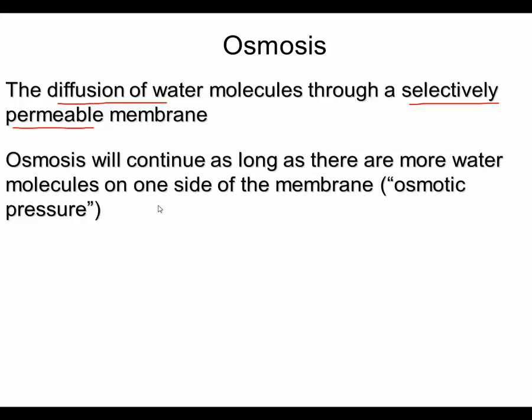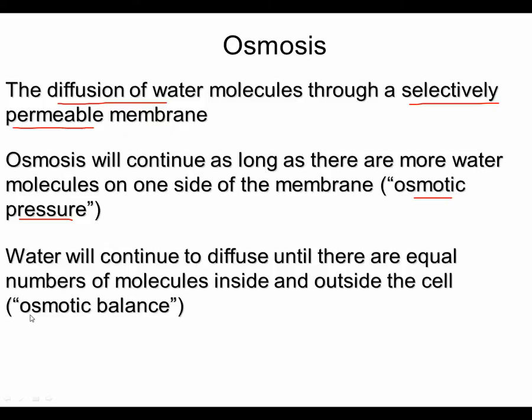Osmosis will continue as long as there are more water molecules on one side of the membrane. Okay, and this is what we refer to as osmotic pressure. As long as there's this imbalance, that unbalanced side, you're going to create this pressure. Now once they're able to balance out, we refer to it as the osmotic balance, is when the inside and the outside are going to be equal. So there's always going to be pressure built up as long as there's an imbalance occurring, but once it's balanced out, there's no longer pressure built up there.